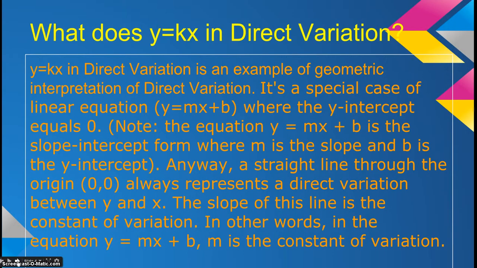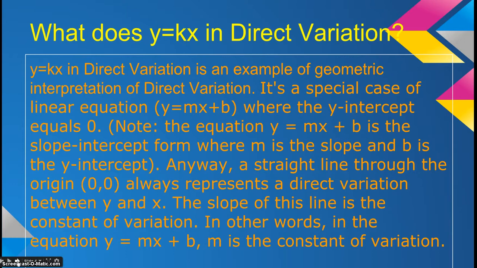What does y equals kx mean in direct variation? Y equals kx in direct variation is an example of a geometric interpretation of direct variation. It is a special case of a linear equation, in other words y equals mx plus b, where the y-intercept equals 0.